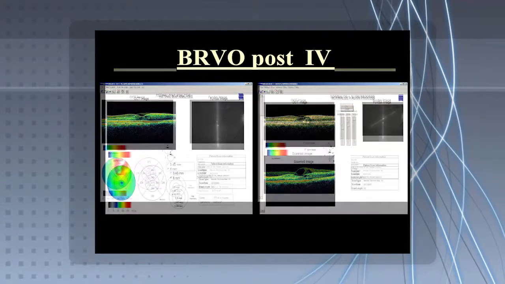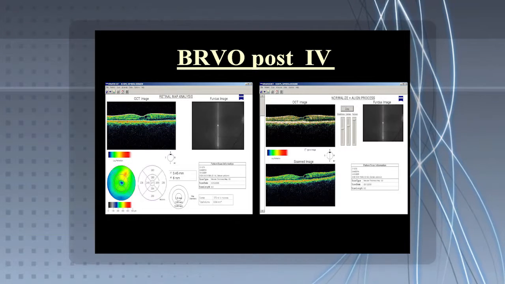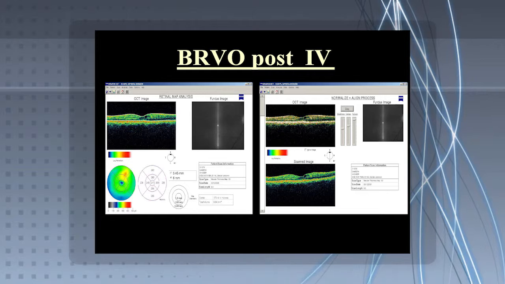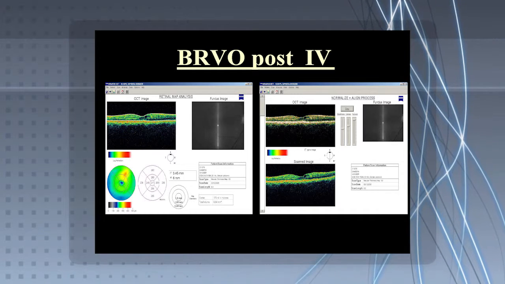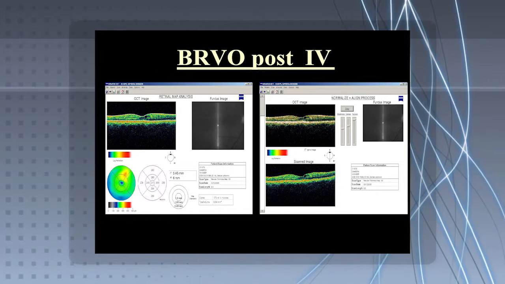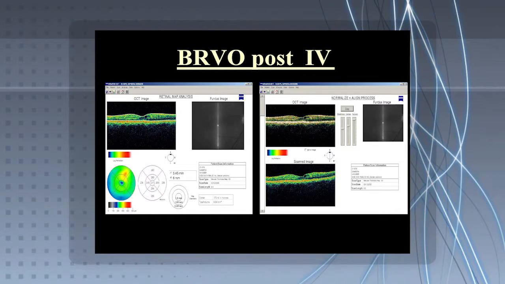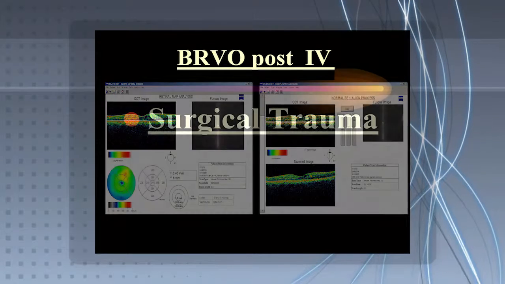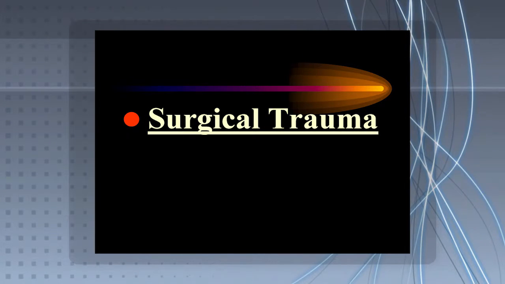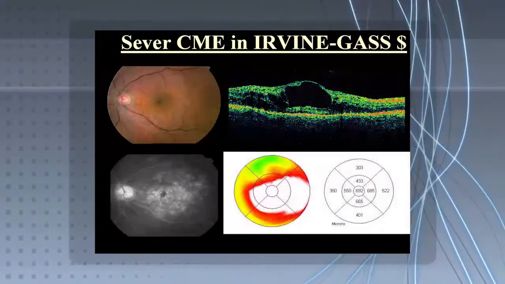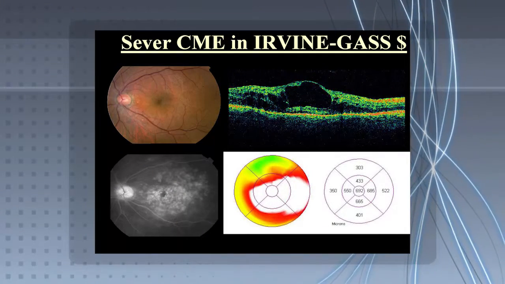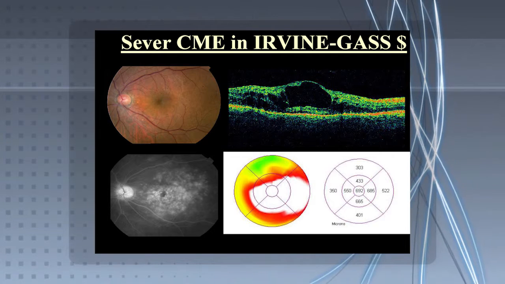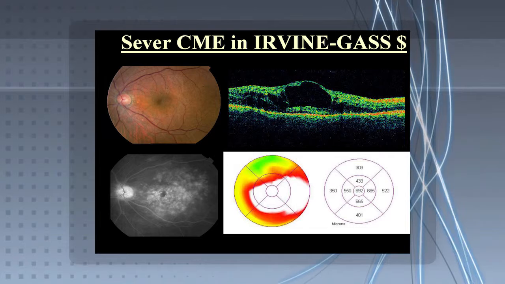So here, as you see, this is after the intravitreal anti-VEGF injection, and we can see how much resolution of the partial cystoid macular edema there is, with a residual very small cyst that can be a matter of a few focal lasers over this leaking area. Surgical trauma can cause cystoid macular edema, as we see here, severe cystoid macular edema after Irvine-Gass syndrome. It is very clear with the fluorescein angiography, very important cystoid macular edema.